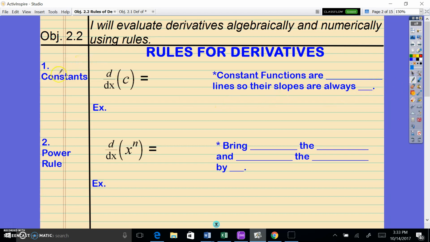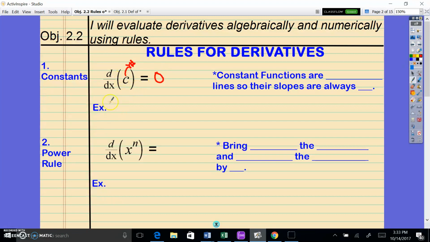So I start with the first rule, taking the derivative of constants. Remember, the way I have this set up here means this is a command: take the derivative of what's inside. Now C is going to represent a number, any number that you would like. And what this is going to do is say that anytime you take the derivative of a number, you're going to get the same result. And that result is going to be 0.